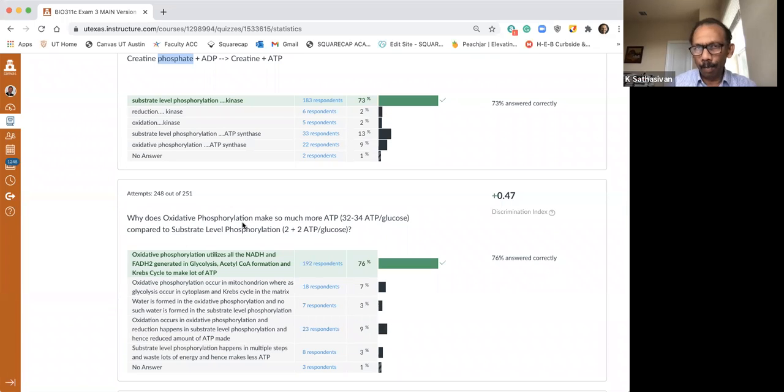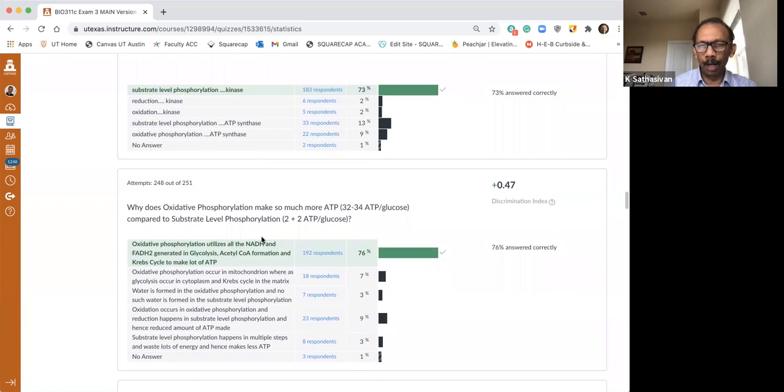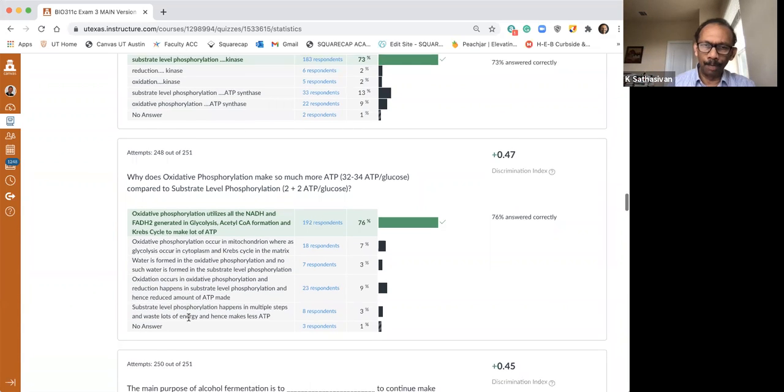And then, why does oxidative phosphorylation make more ATP? This is a pure comprehension, understanding question, compared to substrate level phosphorylation. This is a new question I made up. Oxidative phosphorylation utilizes all the NADH and FADH2 generated in glycolysis, acetyl-CoA formation, and the Krebs cycle to make a lot of ATP. So many of you did select that. Very good discrimination index. And some of you thought oxidation and reduction happened only in oxidative phosphorylation. This is just to confuse you: both processes, substrate level and oxidative, use an oxidation process for removing electrons, and that's how it happens.